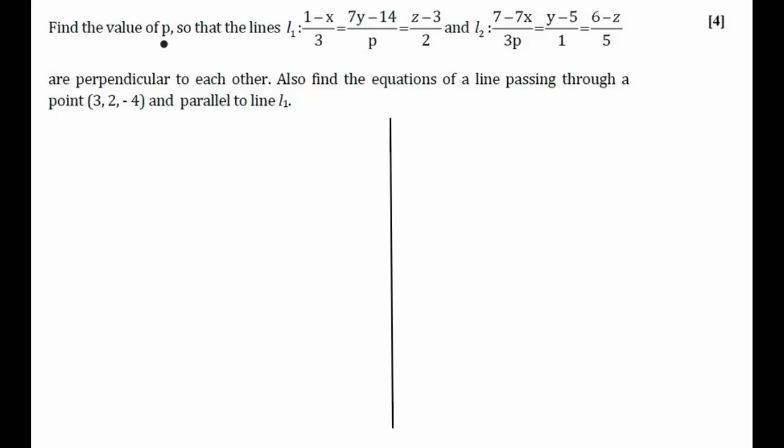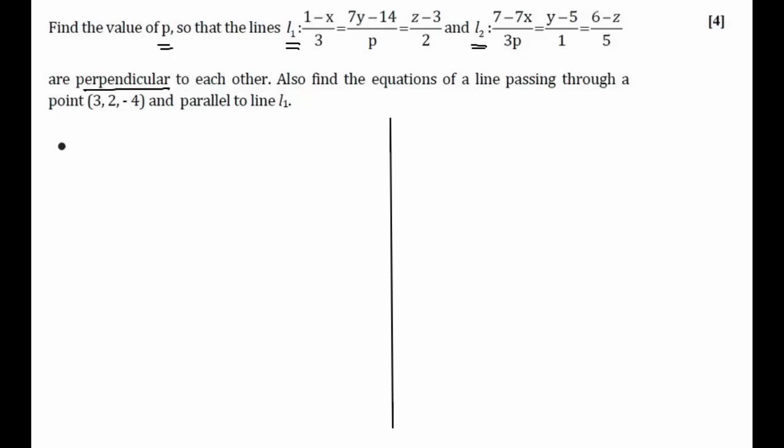Okay, so in this particular question, we have to find the value of p such that the lines L1 and L2 given to us are perpendicular to each other, right? So first of all, since the equations of the lines given to us are in Cartesian form, let us look at the standard equation of a line in Cartesian form.